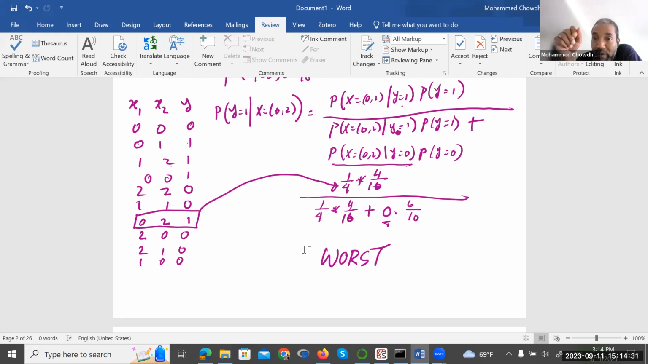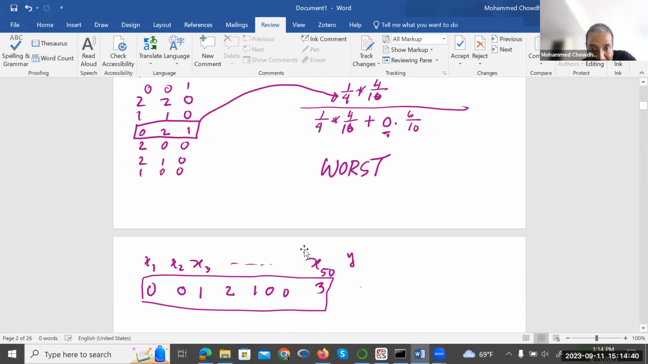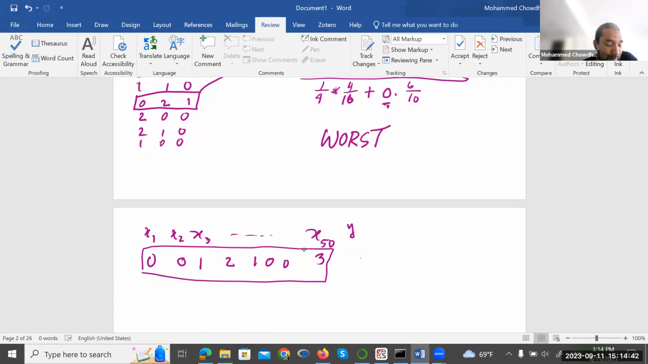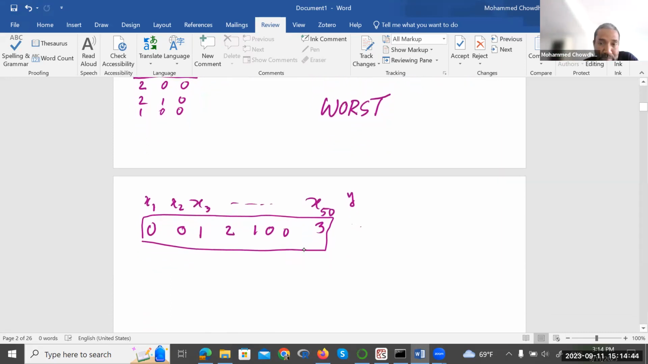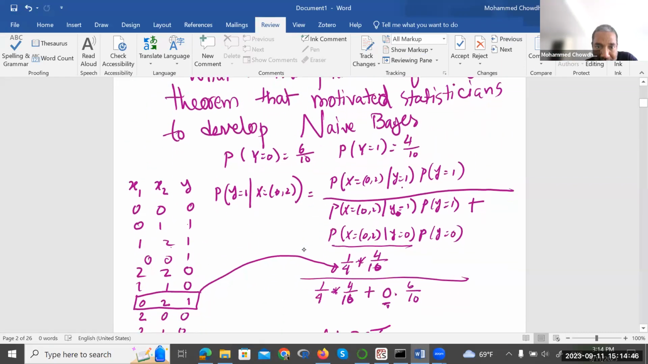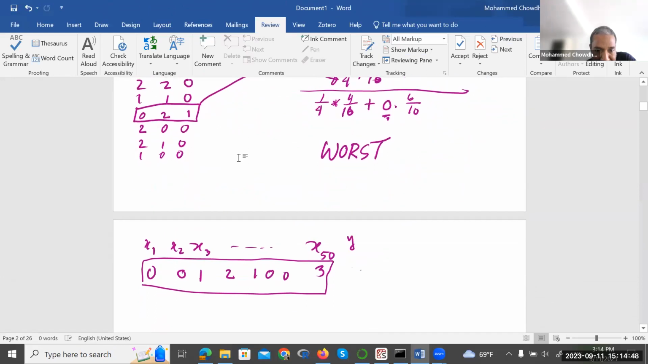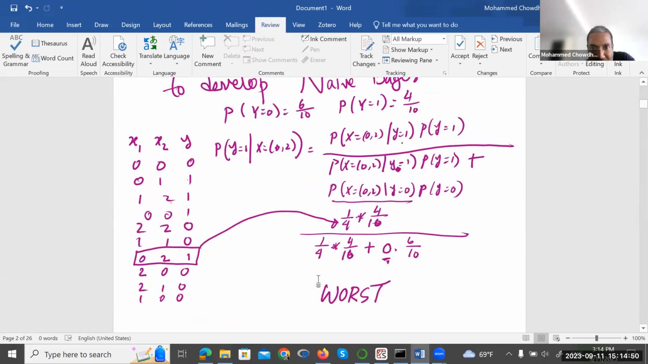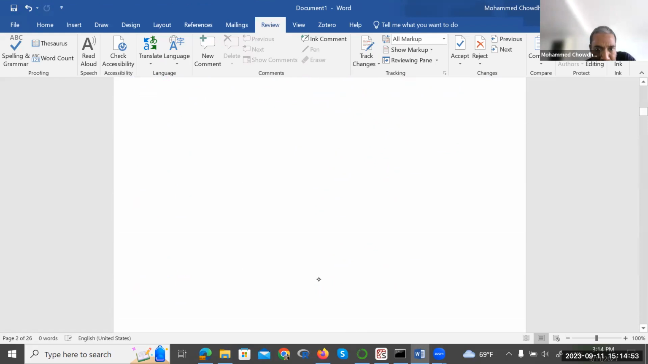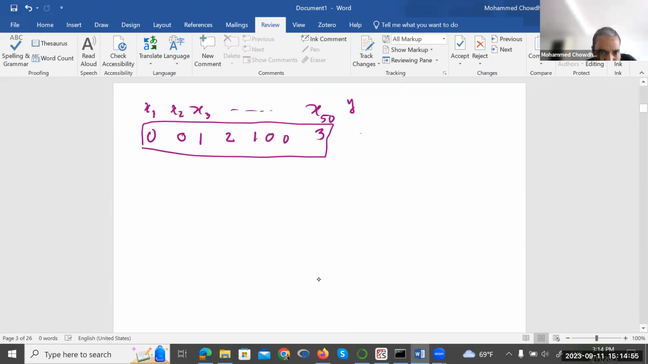In order to overcome these difficulties of being unable to compute probability, they apply naive Bayes. What does naive Bayes do? Let me copy these things. Naive Bayes does these things. Let me write exactly what they did.